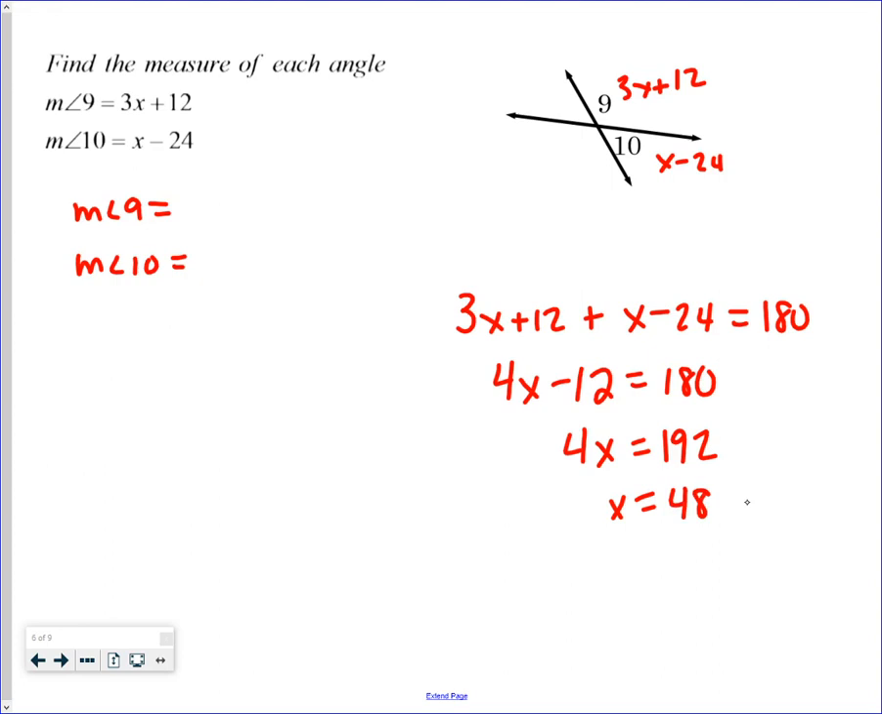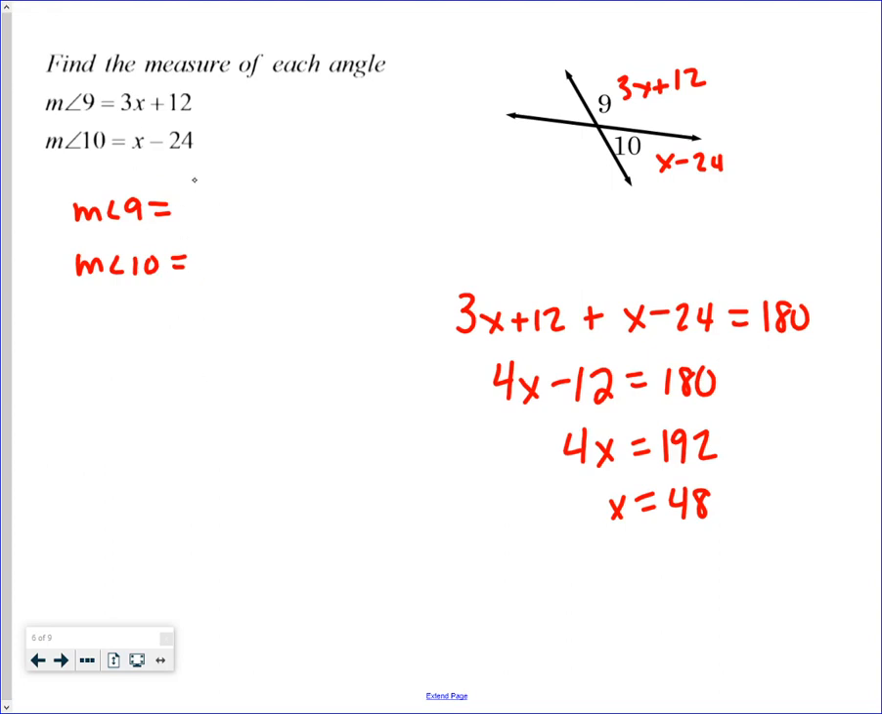Don't circle it like we did in algebra. We're not done, right? Did they want x? No. What did they want? Angle 9 and angle 10. So what do we have to do with x? Plug it in. What's a fancy word for plug it in? Substitute. I'm just making you guys think all over the place, aren't I? We're going to substitute, okay?